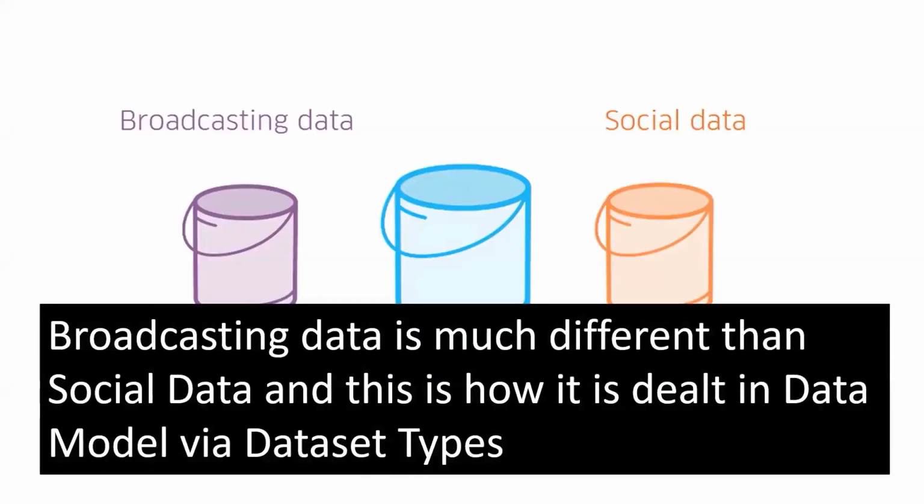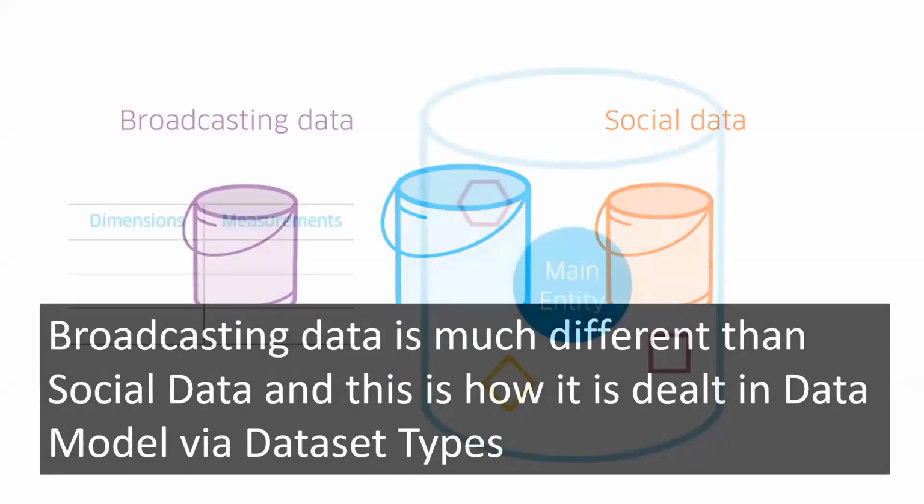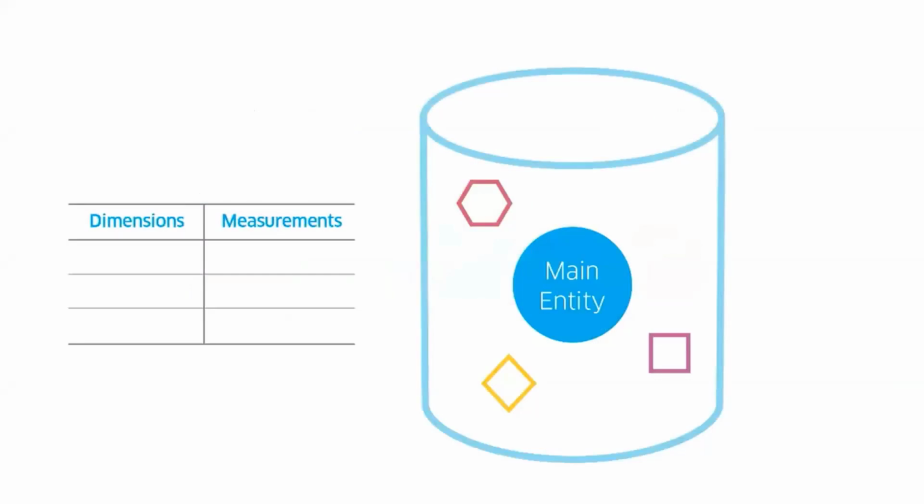Broadcasting data is much different than social data, and search data is different from social data as well. They are different from one another. What is the point over here? The point is, each data set is different from one another, but every data set will have a main entity for itself, and it will have a set of dimensions and measurements.